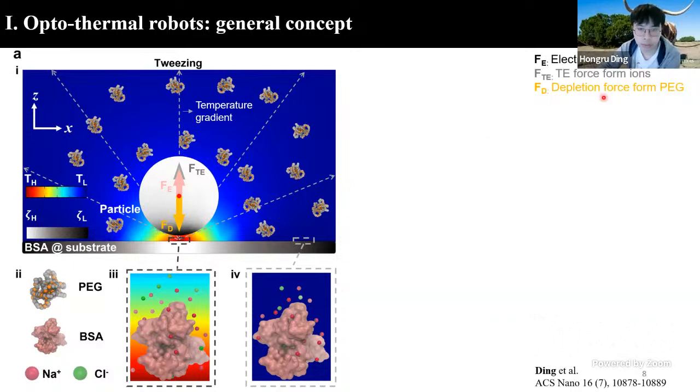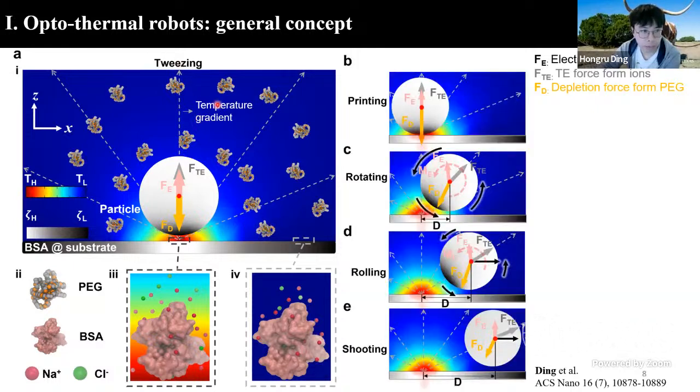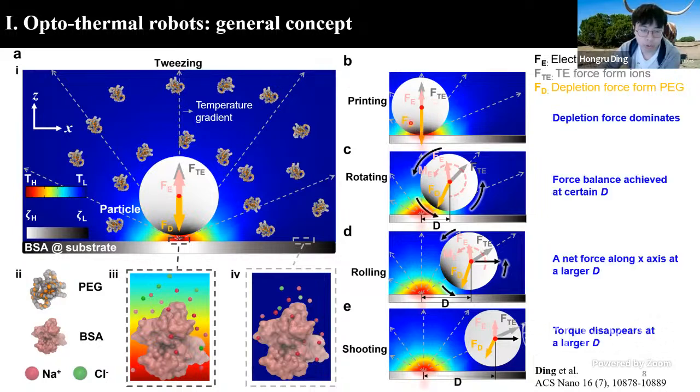The last force is the depletion force, which is basically the osmotic force that I introduced before. The tweezing, printing, rotating, rolling, and shooting, those five different movements of the particle, are actually the results of the synergy of these three forces. So for example, for tweezing and printing, the depletion force is dominant. The depletion force basically pushes the particle down to the substrate and at the hot spot.